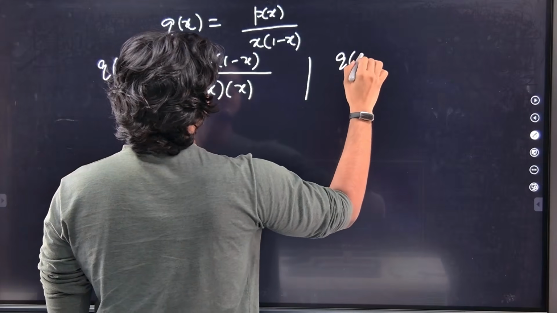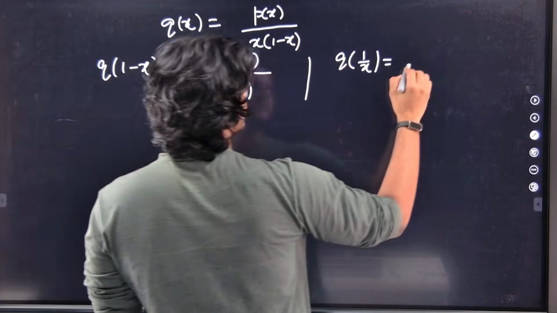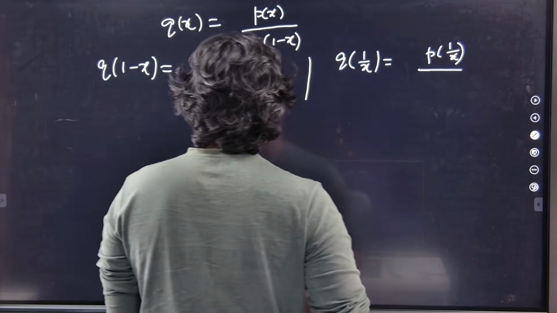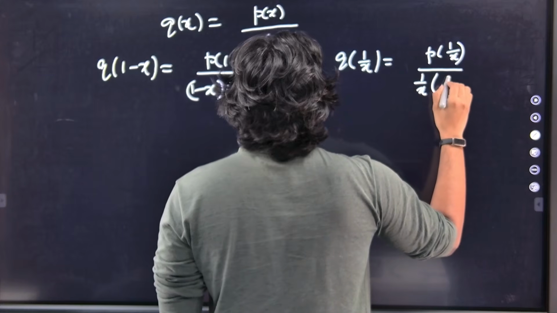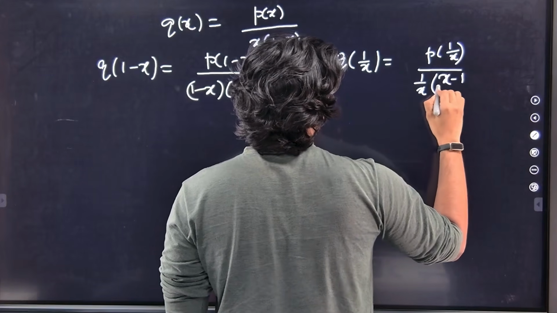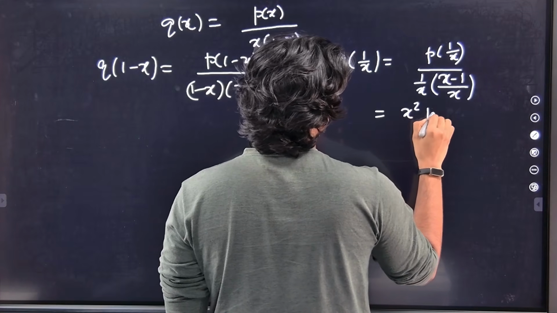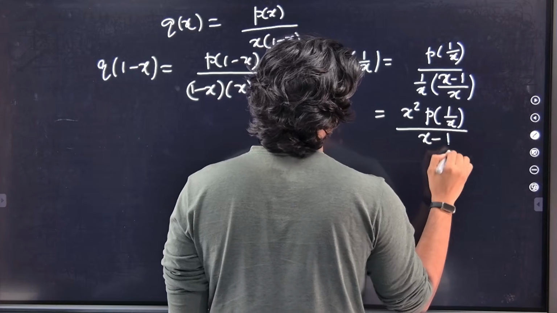What is q of 1 by x? That will be p of 1 by x divided by 1 by x into 1 minus 1 by x. So x minus 1 by x. I can do this. This can be written as x square p of 1 by x by x minus 1.